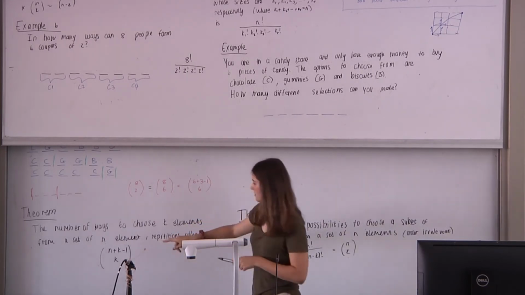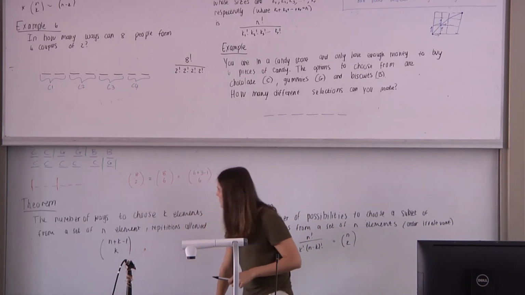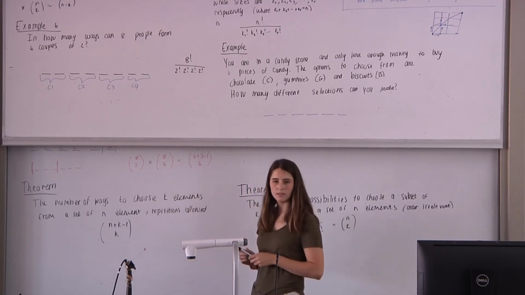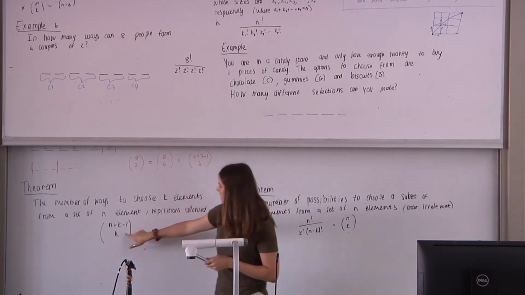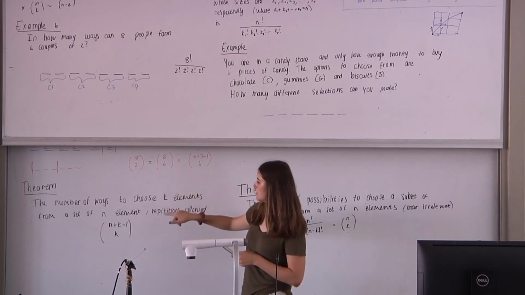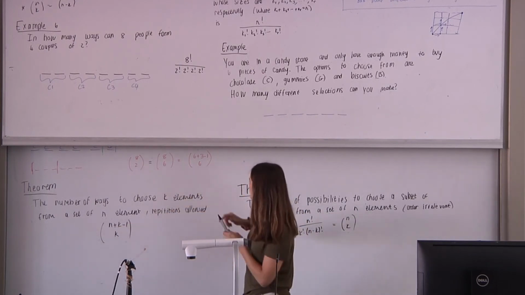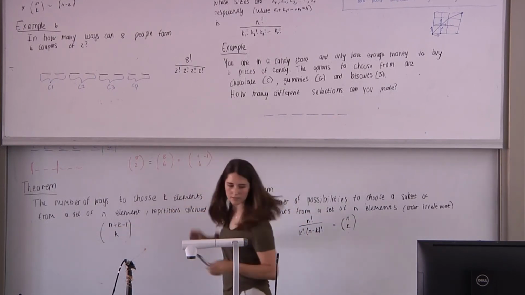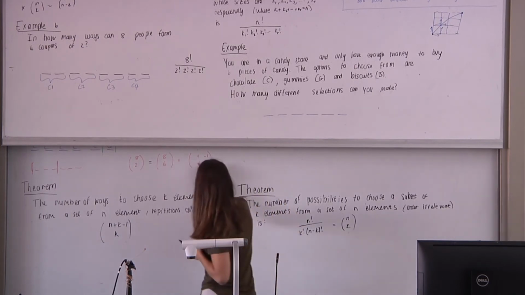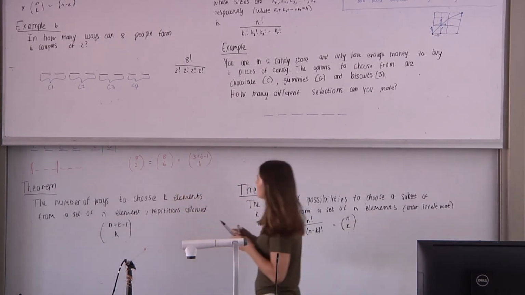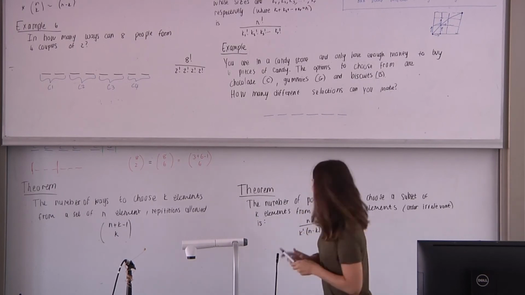Here it is K minus 1. So this is our K, which was 6, and this is N plus K minus 1. If you just switch them around, then it resembles the formula exactly. Okay, and then that's it. Great.